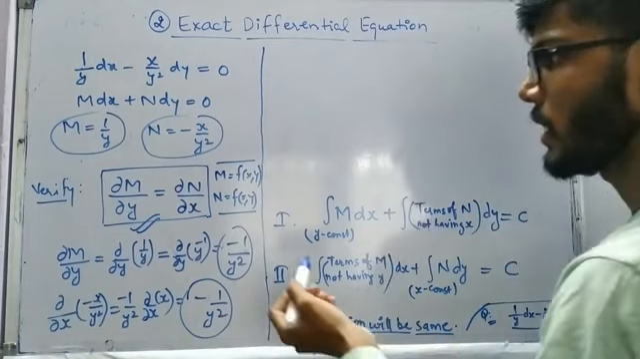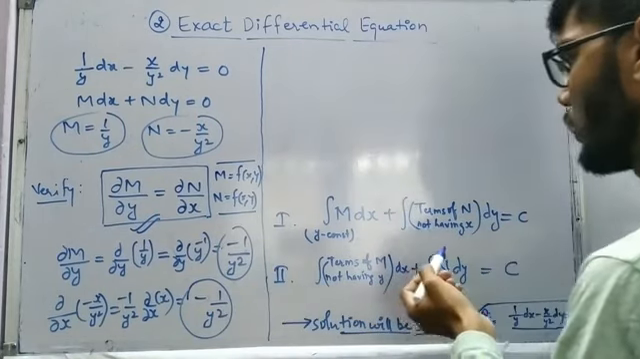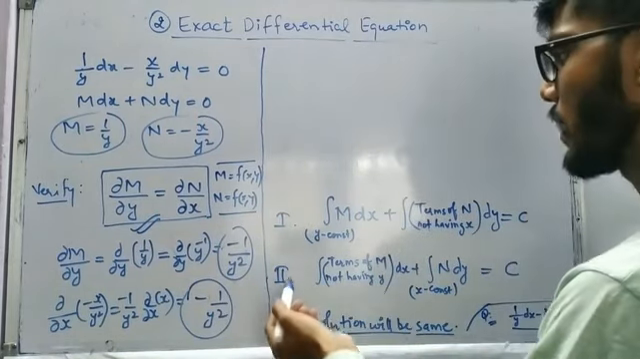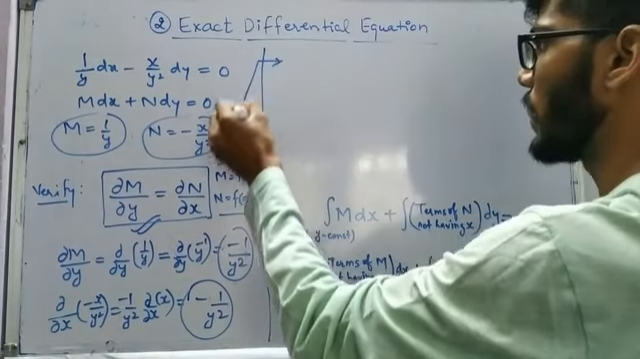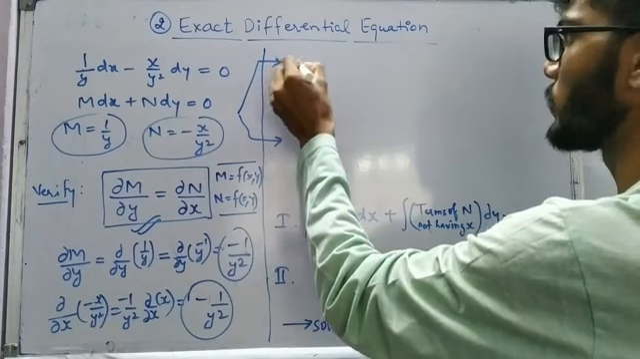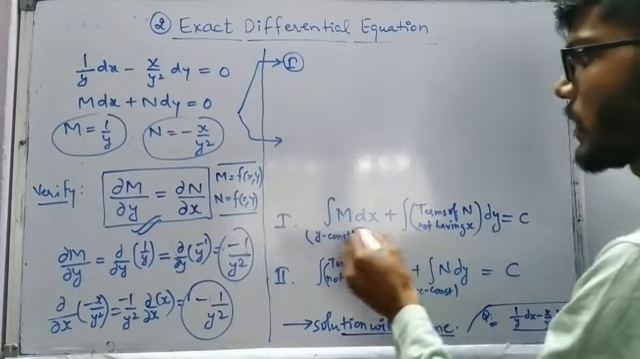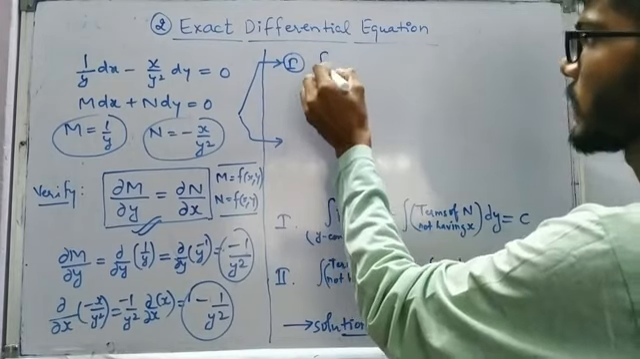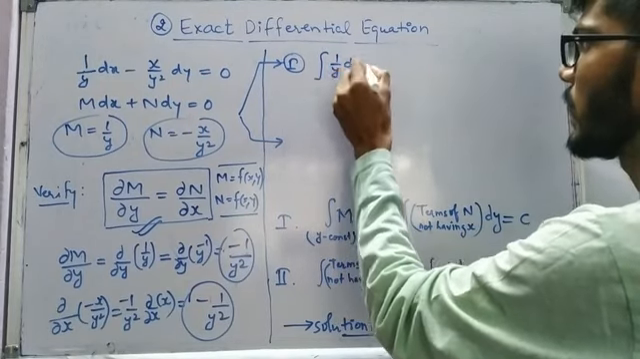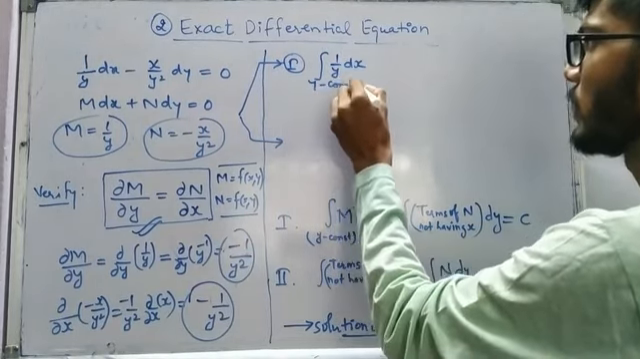So now after verifying it, we have two sets of procedures. Either we can go with the first one or the second one. The solution is going to be the same only. So I'll try to solve using both of them. In the first case, we have to take all the terms of M and integrate with respect to x. So 1 upon y dx, and we have to keep y terms as constant.